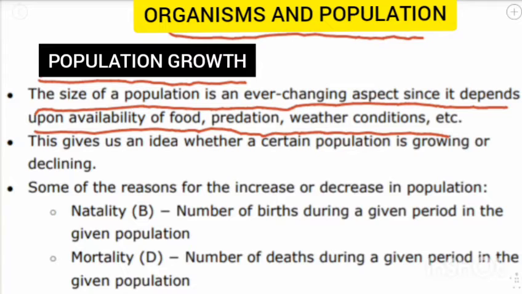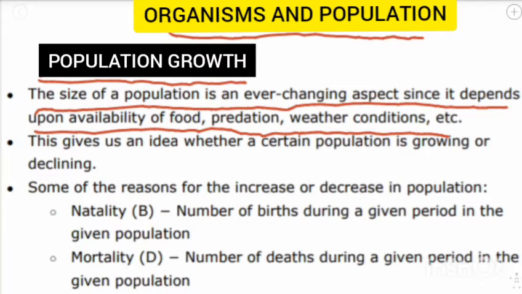Of course, when the food is good, the population automatically increases. When the food is not good, the population decreases. If the weather is good, the size of the population increases, and otherwise the size decreases. So it is not constant, and it changes with time, depending upon food, predation, weather conditions, and many more.